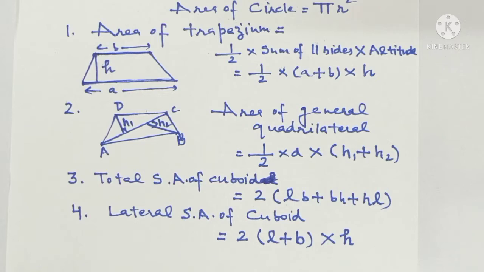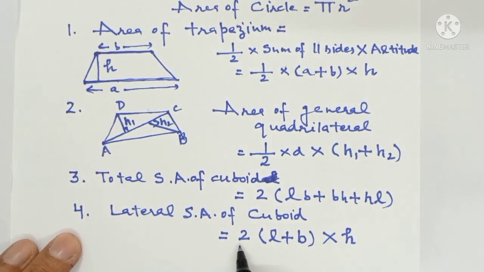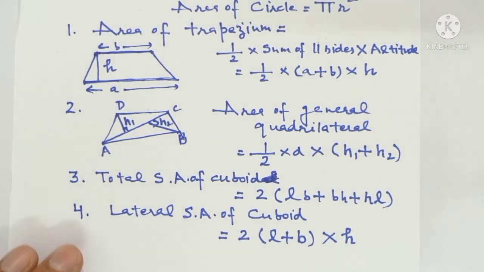Now, suppose for 1 mark a question is given that the perimeter of a rectangular hall is 20 meter and height is 5 meter. What is the lateral surface area? So you will come to know that 20 is this and 5 is this. So 20 into 5, 100 meter square will be the lateral surface area of cuboid.